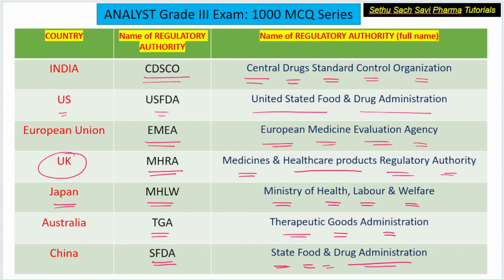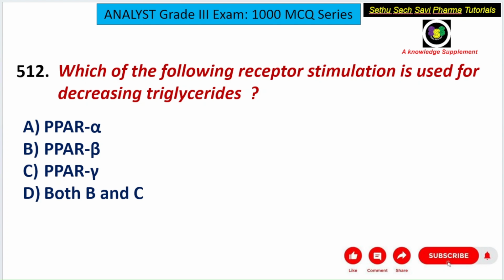Okay. Now, let's move on to the next question, which is taken from pharmacology. Which of the following receptor stimulation is used for decreasing triglycerides? Note the point: decreasing triglycerides. A choice, PPAR alpha. B choice, PPAR beta. C choice, PPAR gamma. D choice, both B and C.